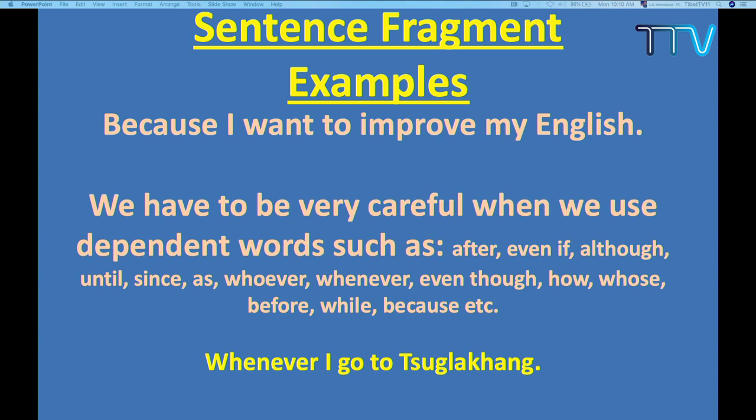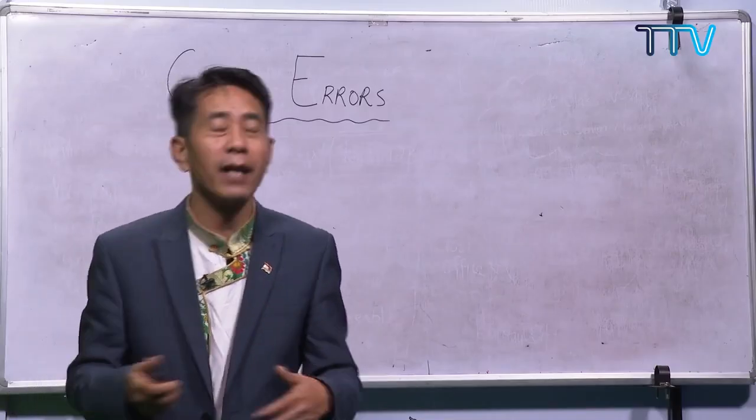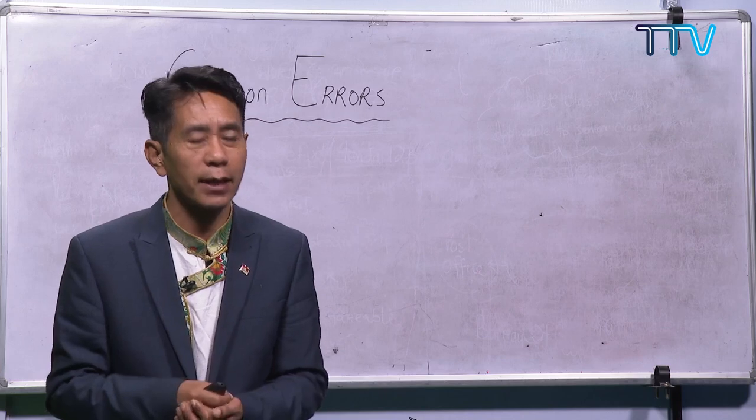Now, let us look at an example. Because I want to improve my English, full stop. Sometimes even I used to make this kind of mistake. So this comes under the sentence fragment. We have to be very careful when we use dependent words. These are dependent words: because, although, if, while. Whenever we use these words, we have to be very careful because we tend to make mistakes. So, whenever I go to Dharamsala, full stop. That is wrong.